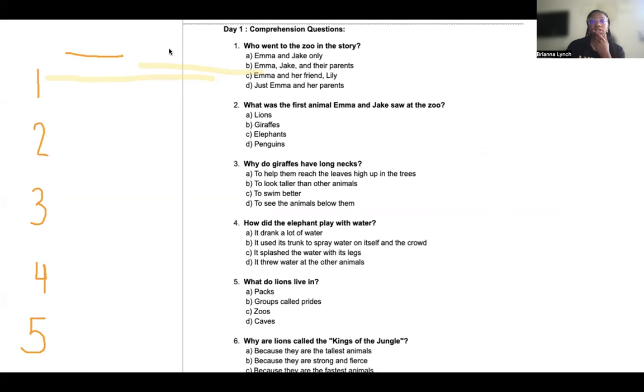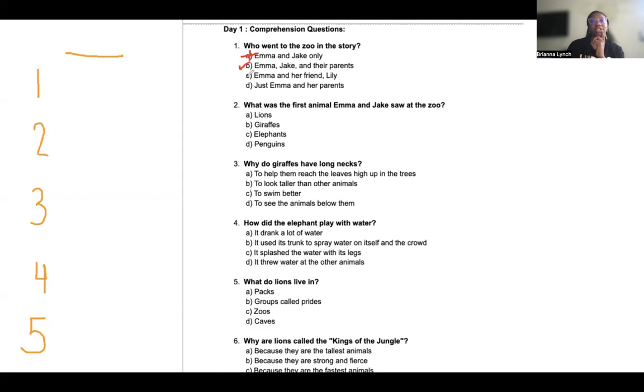Emma and Jake only. Well, no, it couldn't have been Emma and Jake only, right? Because we saw that it was also her what? Her parents. So let's slash that trash. Emma, Jake, and their parents. That sounds right, right? All right, so we're just going to put a check there.